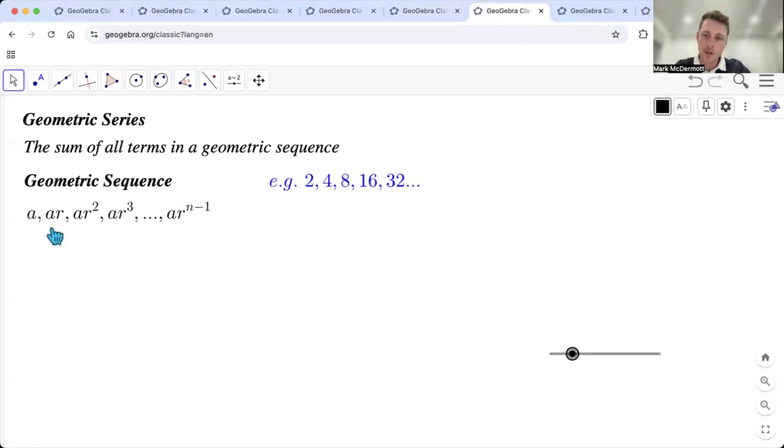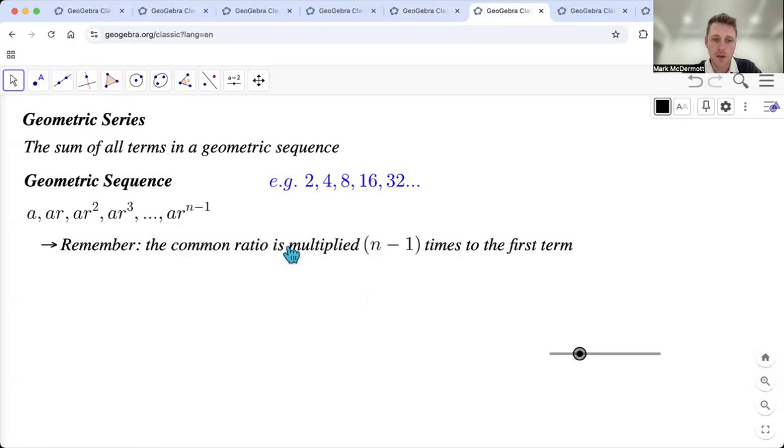If we were to write it generally, we would say this. We've got some first term a, the second term is going to be a times r, then a times r squared, a times r cubed, all the way up to a times r to the n minus 1, which is what we just spoke about earlier. Remember that the common ratio is multiplied n minus 1 times to the first term. Just like before, when we needed the 10th term, we multiplied by the common ratio 9 times.